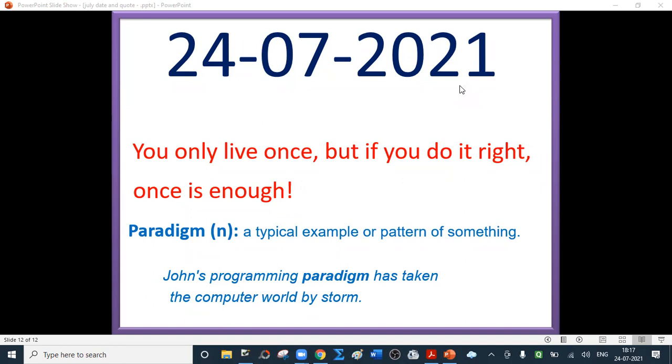Today's word is paradigm, a typical example or pattern of something. John's programming paradigm has taken the computer world by storm.